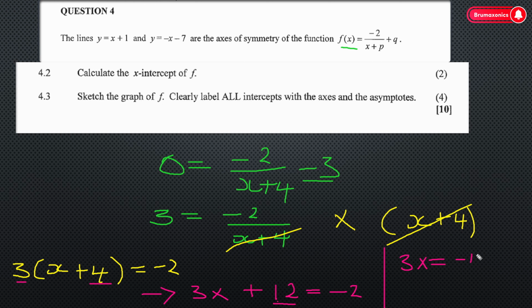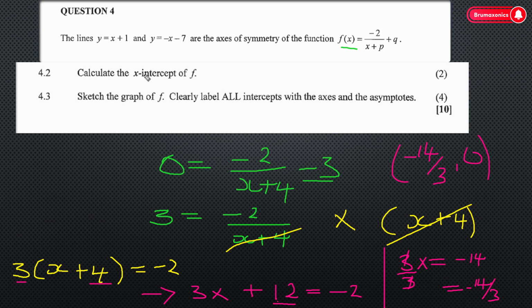negative 14, right? And then now we're going to divide both sides by 3, and then this will cancel this, and on this side we are going to get negative 14 all over 3. So this is actually our x-intercept. This is actually the x-intercept that they are looking for. So with this, we know that where y is equal to 0, then our x is equal to negative 14 all over 3, right?